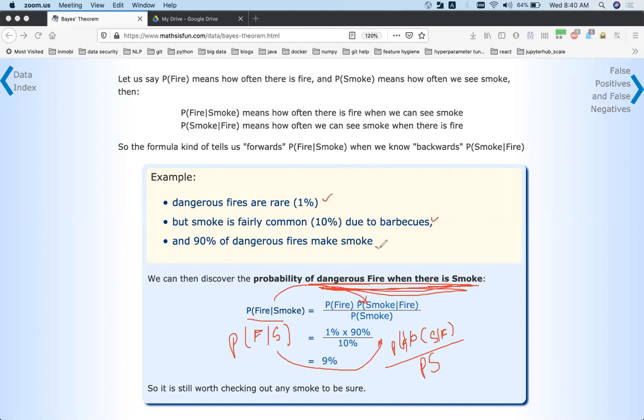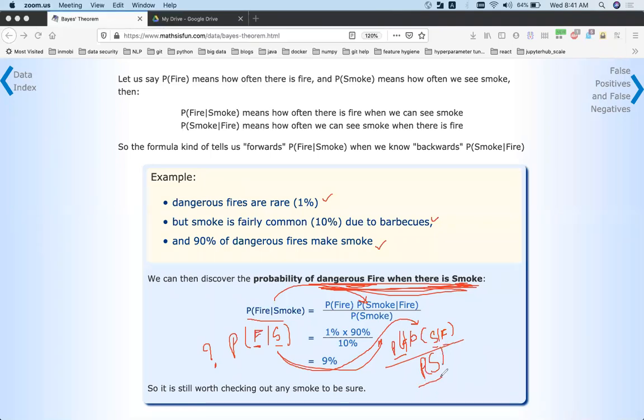If you are getting too confused with this, here is the way I would approach it. What is the question they are asking? The probability of dangerous fire when there is smoke. Smoke has already occurred, and they're asking for the probability of fire. So this is what we don't know. In Bayes' theorem, the reverse of that will be in the numerator: the probability of smoke given fire, times the probability of fire, divided by the probability of smoke.